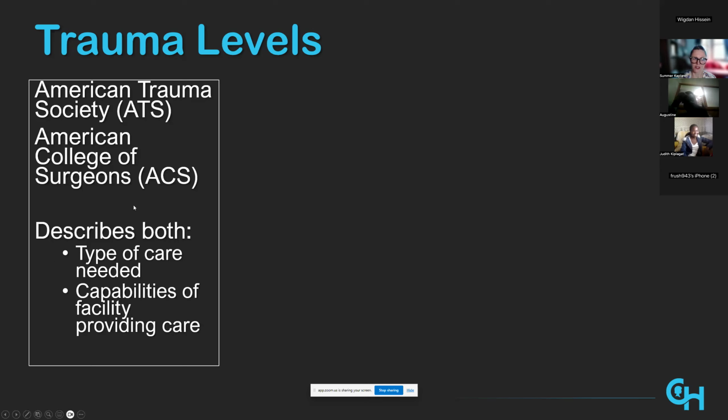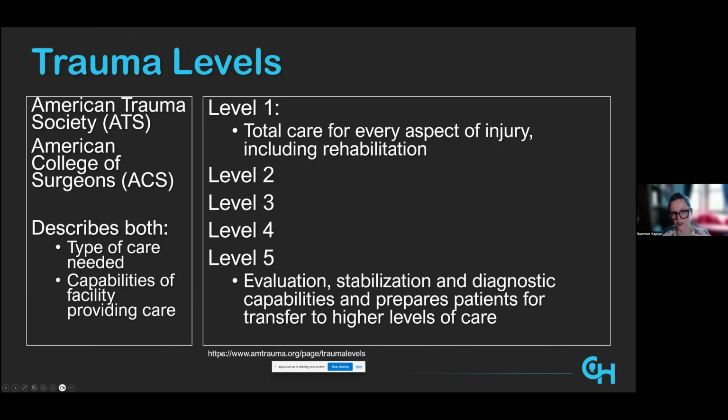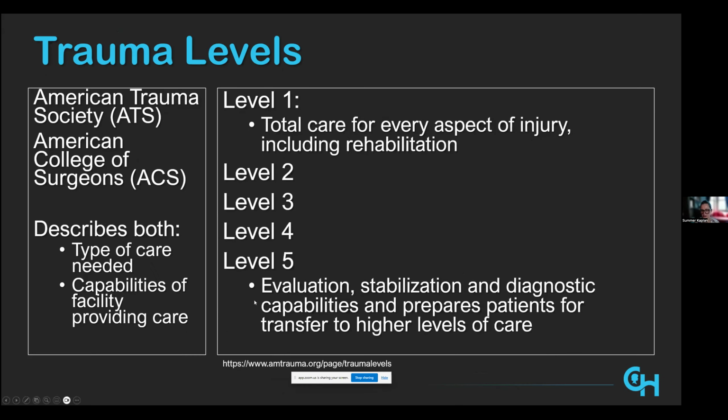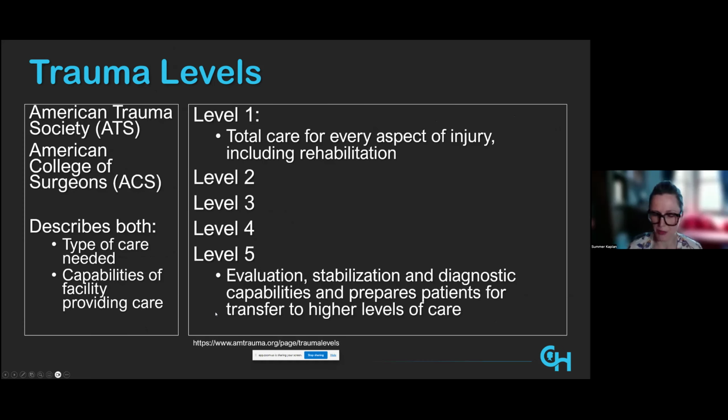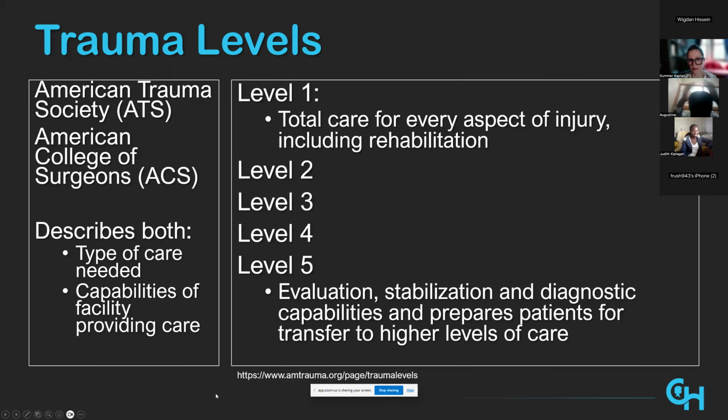But we think about trauma when patients are coming in to us in terms of the level of trauma, the severity of the trauma. So there are guidelines from the American Trauma Society and the American College of Surgeons that describe both the level of care needed and the capabilities of the facility providing care. So these go from level 1 to level 5, level 1 being the most intensive care needs, and level 5 being something that's very low intensity and can be managed at a hospital with less resources. So a community hospital where they may not have pediatric surgeons on site, whereas a level 1 would need complete pediatric surgery and rehab care.